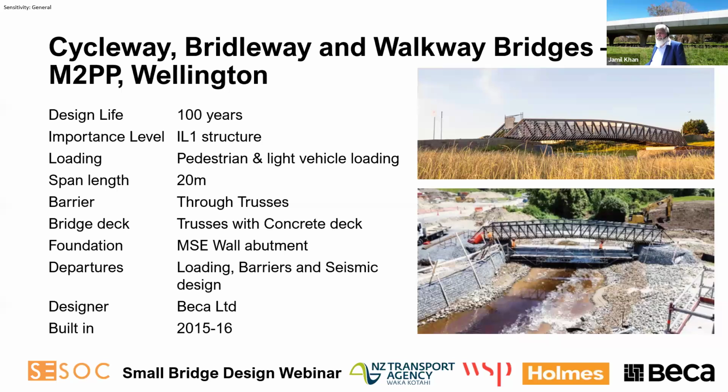Spans vary from 20 to 22 meters. The structure's barriers are steel through trusses, which act as both barrier and railing at 1.8 meters, meeting the requirement for cyclists and horse riders. The bridge deck is through steel trusses, composite with a concrete deck at the bottom. The foundation was an MSE wall, a shallow foundation, with the MSE wall barrier.